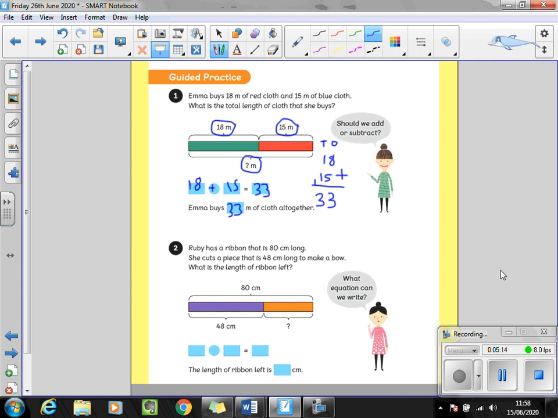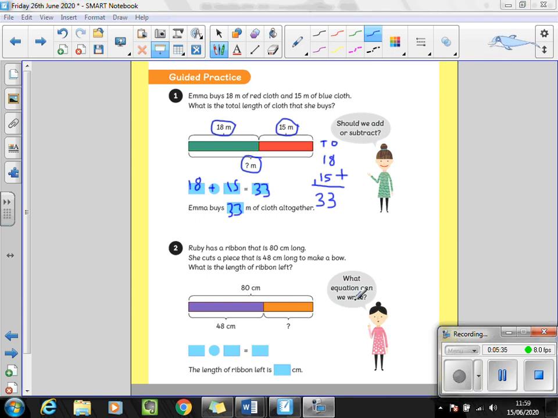Okay, so talk to your adult. Think about, are you going to add or are you going to subtract? What equation could we write? And ultimately, how much ribbon does she have left? Think about that language to help you decide if it's add or subtract. Pause the video before I go through it with you.